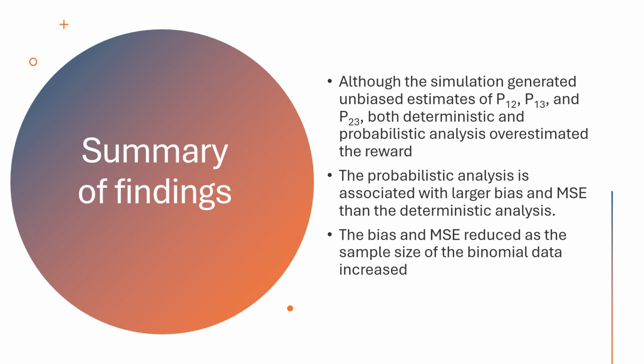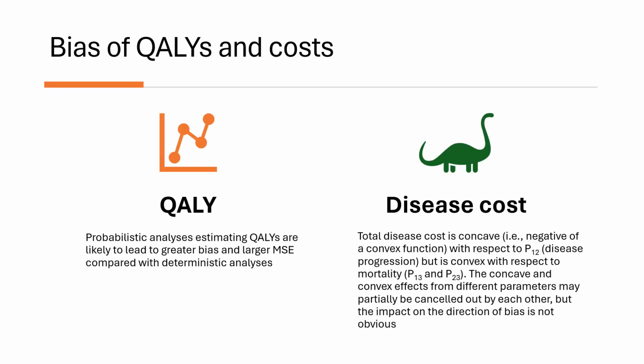When the hypothetical cohort size was large, 2000, in the case of strong clinical evidence, the bias in both analyses was small. However, when the sample size of the hypothetical cohort was 100, in the case of relatively weak evidence, the bias in both analyses was large. In particular, the bias in the probabilistic analysis was even larger. Probabilistic analyses estimating QALYs are likely to lead to greater bias compared with deterministic analyses. For the bias of disease cost, it involves more parameters, and is likely to be case by case.